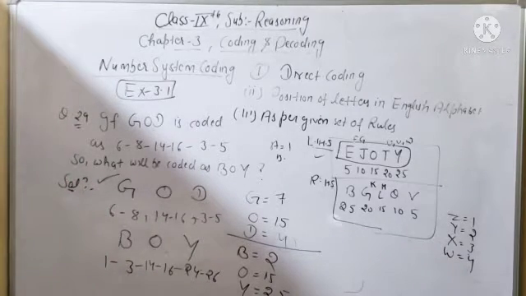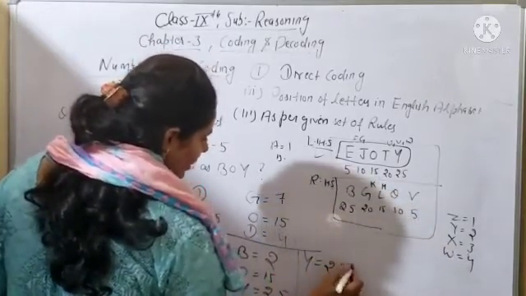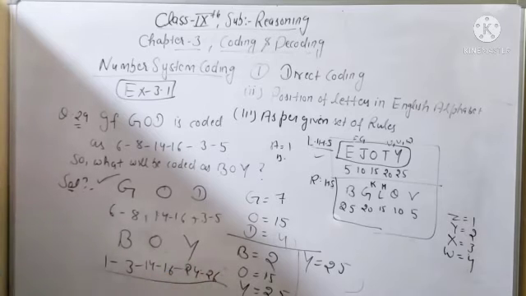I am checking: 1, 3, 14, 16, 24, 26. Yes, this is the correct answer. Clear? So like that you have to find out. I am writing here Y's position, so it is 25. So 25 will lie between 24 and 26. So what will be the answer of BOY? 1, 3, 14, 16 and 24, 26. Clear beta? So like that you have to solve this question number 29.